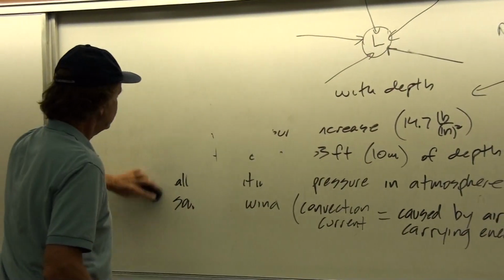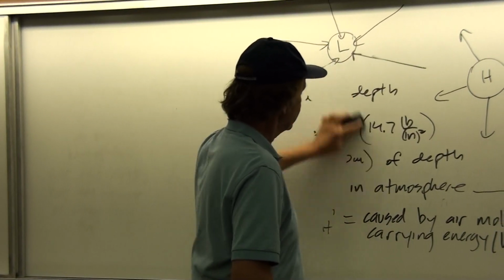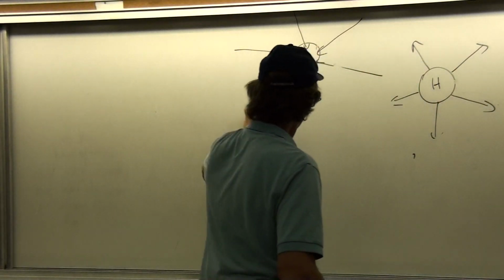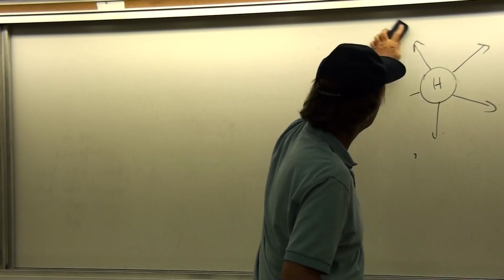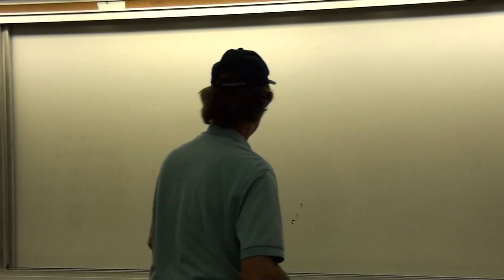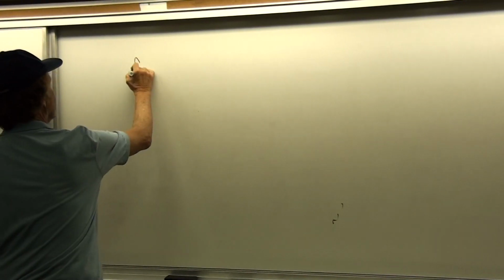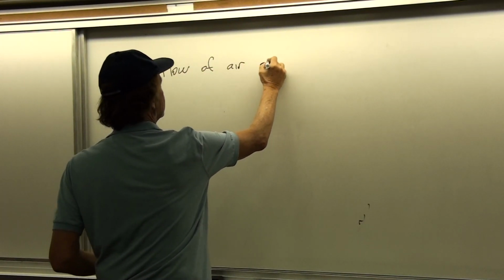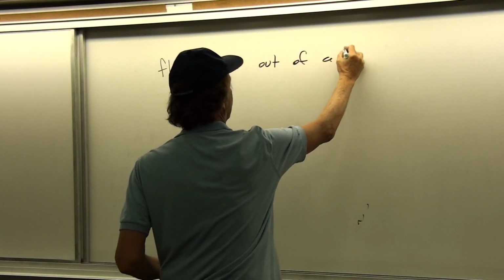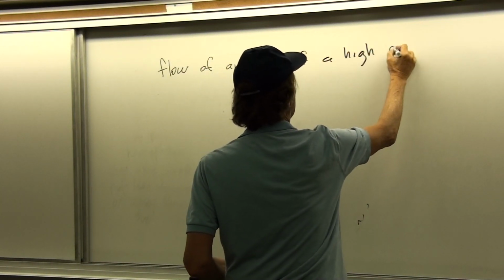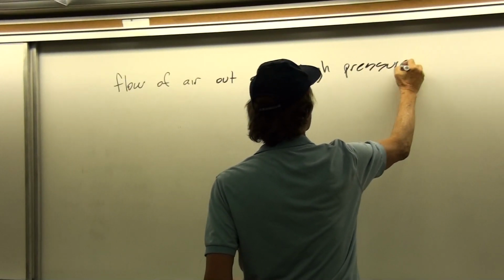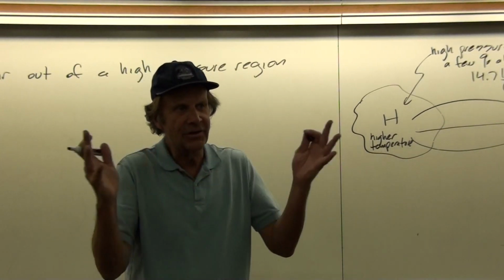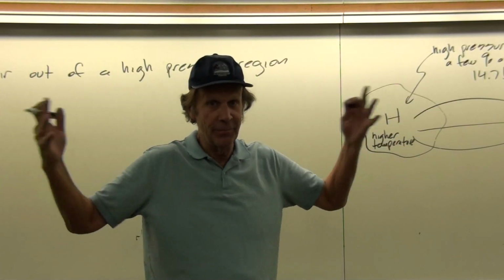And these have to do with what are called Coriolis forces due to the rotation of the Earth, as well as differences in temperature between the equator and the poles. So the flow of air out of a high pressure region, we know that it's going out because high pressure tends to push harder this way than the low pressure will push back.